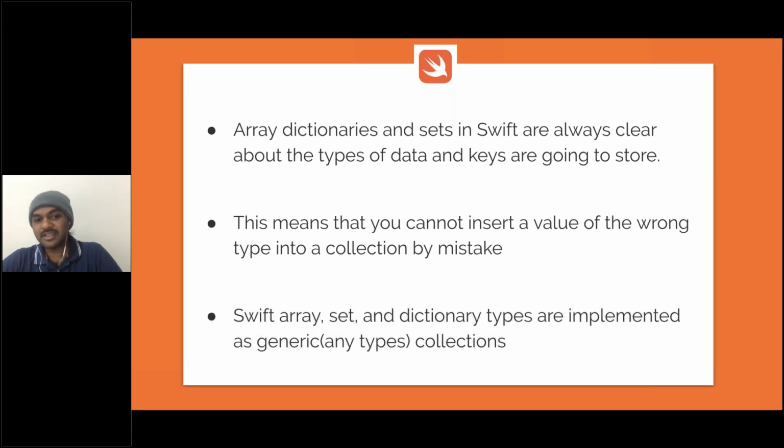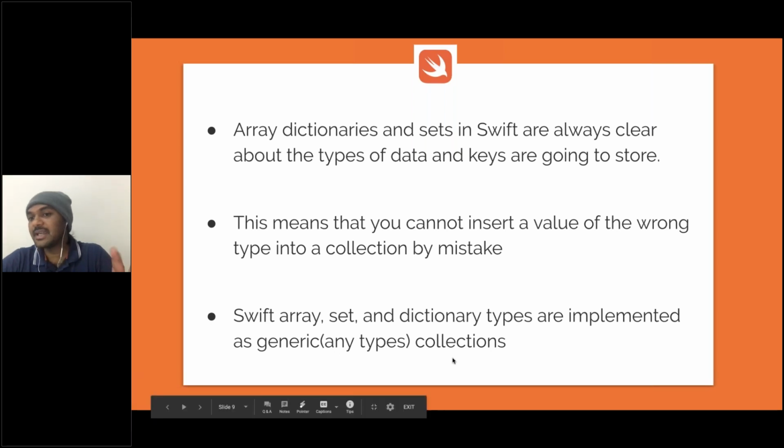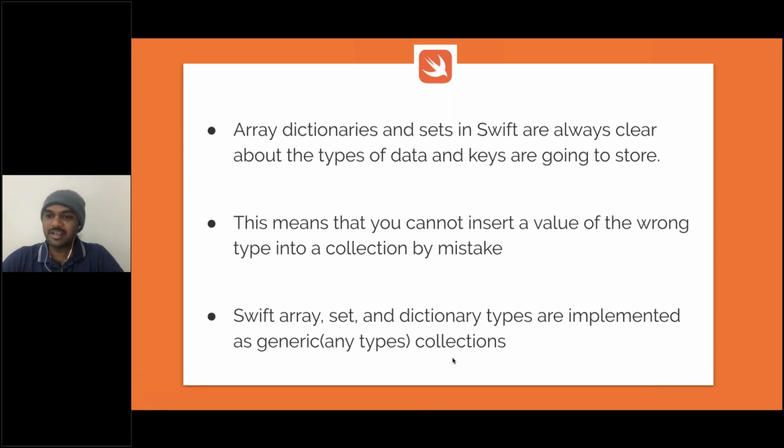Then Swift arrays, sets and dictionary types are implemented as generics. I already mentioned that it can maintain any type. So it's not related to integer, character, float. It can maintain any type. In Swift dictionaries, arrays or sets, you can maintain any kind of data. It is a generic implementation.